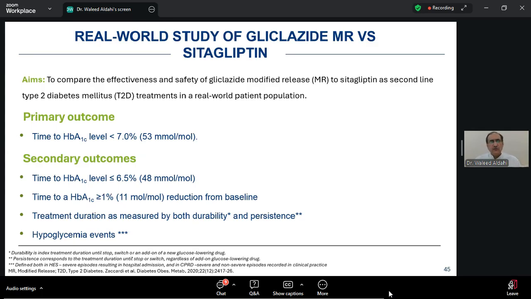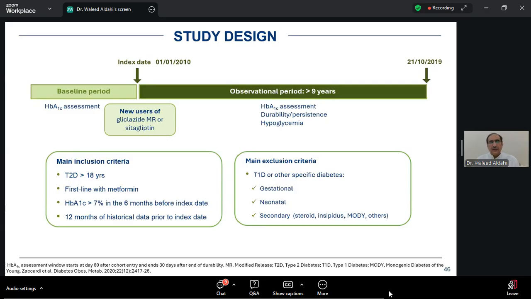This is a comparison between sulfonylurea, gliclazide, and sitagliptin. You can see here, when you compare sulfonylurea to sitagliptin, which is a very much used, standard DPP-4 inhibitor, looking at HbA1c, and secondary outcomes looking at HbA1c at different levels, and hypoglycemia. So the trial was done over a long time.